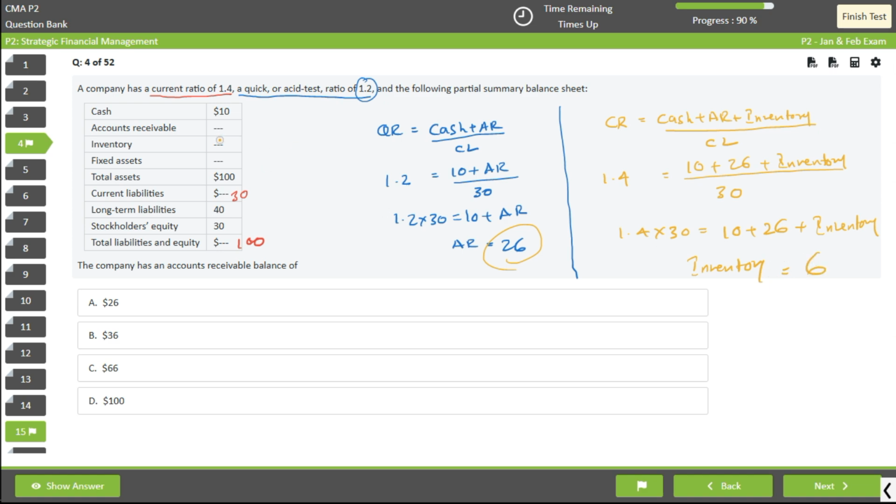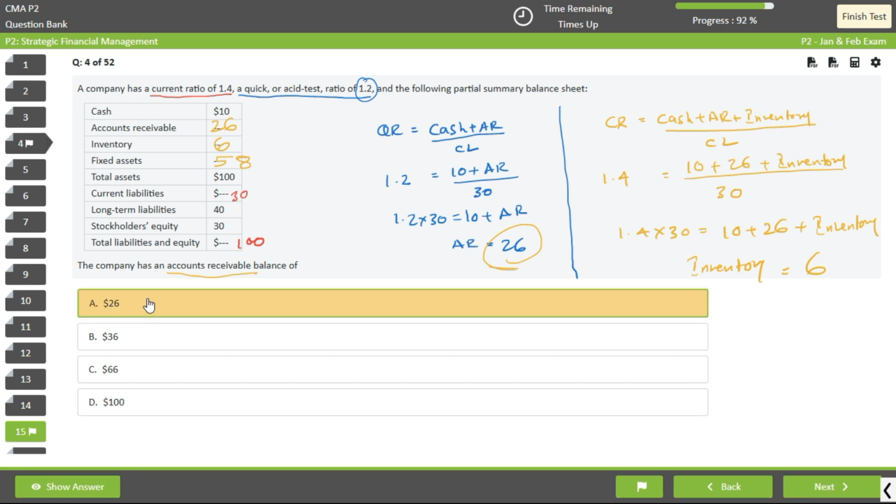Now the value of inventory is 6, the account receivable is 26. Now by this we can find out the value of fixed assets. So the value of fixed assets is 58. So now here they are asking about accounts receivable. So accounts receivable we have 26. In this question they can ask anything. They can ask your inventory, they can ask your fixed assets, they can ask your current liability, so they can ask anything. So that's why I have calculated every figure.